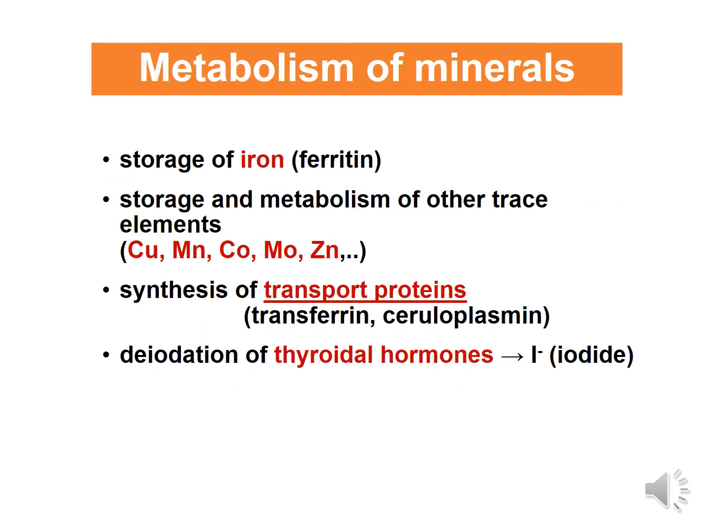The liver is also a storage of iron, in form of ferritin, and storage and metabolism of other trace elements like copper, manganese, cobalt, molybdenum, zinc. In the liver occur synthesis of transport proteins like transferrin or ceruloplasmin to transfer iron and copper, and deiodination of thyroidal hormones.